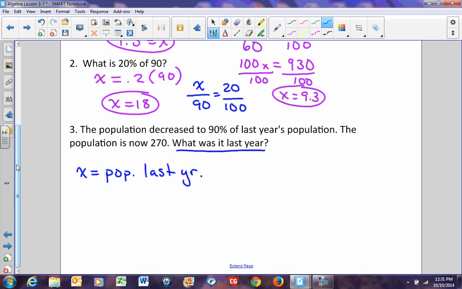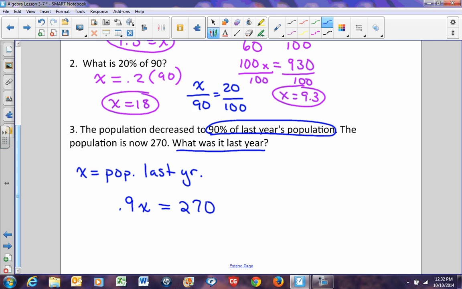So it says the population decreased to 90% of last year's population. Okay, so 90% of last year's population. Well, last year's population is x, so 90% of that would be 0.9x, or 0.90x. And that population is now 270. So 90% of last year's population is now 270.